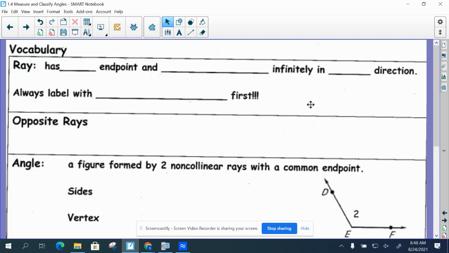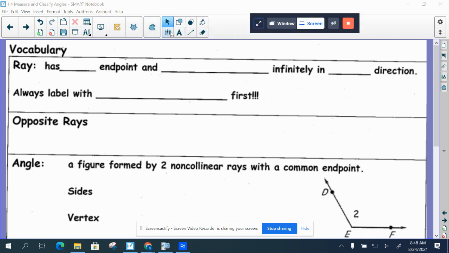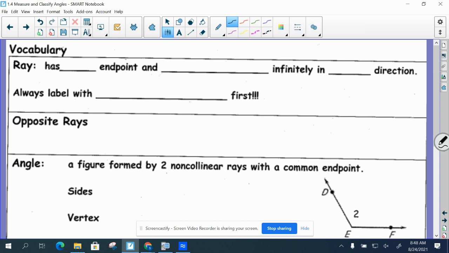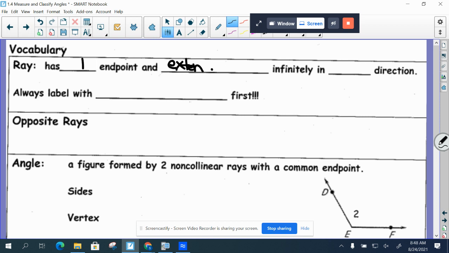So, first of all, let's talk about the components of an angle. An angle is made up of two rays. So that's why we're talking about rays at the beginning. A ray has one endpoint and extends infinitely in one direction. That's not new. We learned that day one.